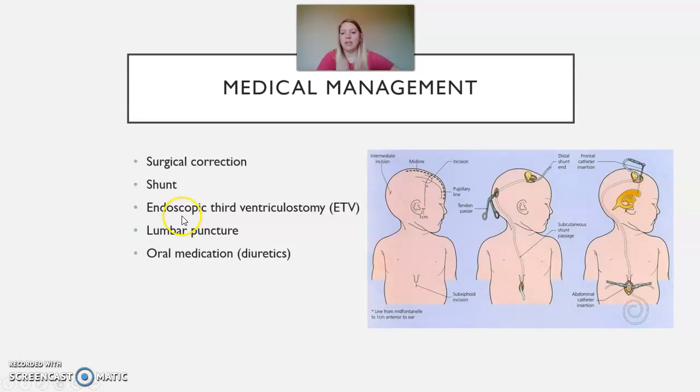The patient could also have an endoscopic third ventriculostomy. So this is actually just drainage of the third ventricle endoscopically. So they could also have a lumbar puncture just to relieve the pressure off the spinal canal, as well as oral medication, specifically diuretics. We know that diuretics treat excess fluids, so that's how they manage the fluid buildup inside the cranial cavity.